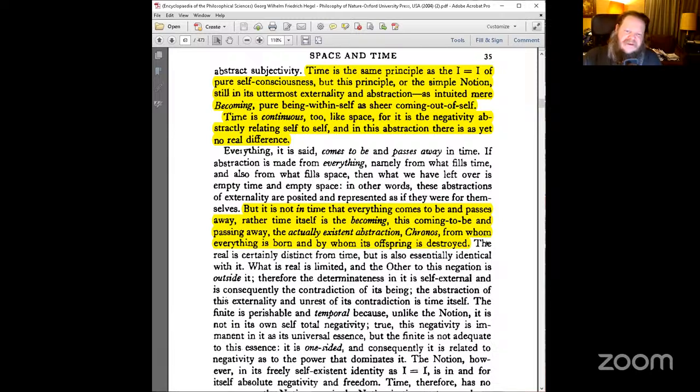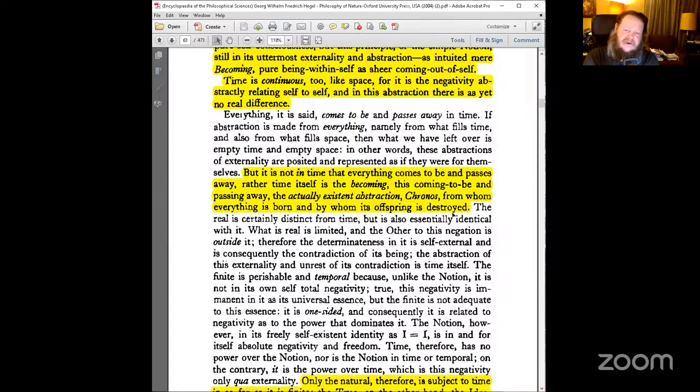Everything, it is said, comes to be and passes away in time. If abstraction is made from everything, namely from what fills time, and also from what fills space, then what we have left over is empty time and empty space. In other words, these abstractions of externality are posited and represented as if they were for themselves. But it is not in time that everything comes to be and passes away. Rather, time itself is the becoming, this coming to be and passing away, the actually existent abstraction, Chronos, from whom everything is born and by whom its offspring is destroyed.